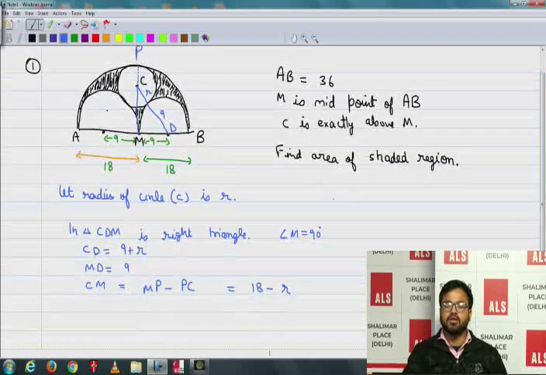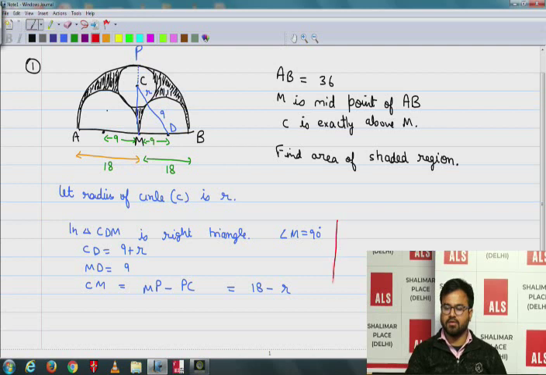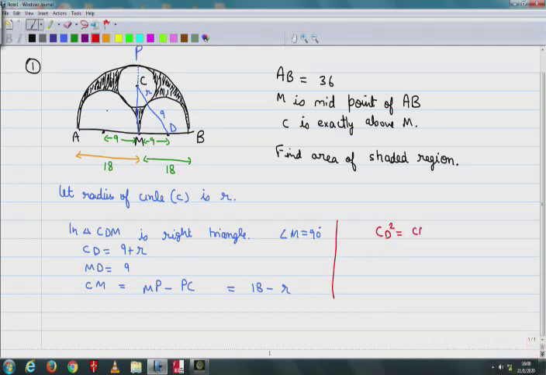Now since it is a right angle triangle, we can apply the Pythagoras theorem to get the value for R. So according to the Pythagoras theorem, hypotenuse square, which is CD square, is equal to CM square plus MD square. So CD square is (9 plus R) whole square, that is equal to CM, which is (18 minus R) whole square, plus MD square. MD is 9 square.